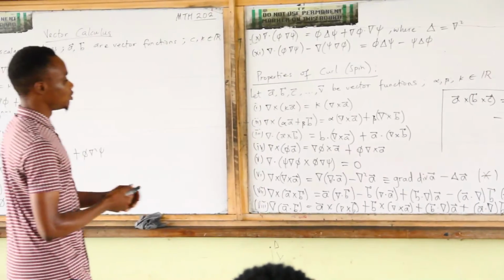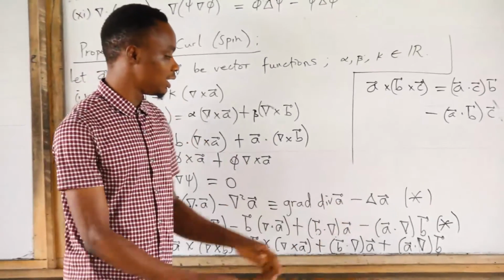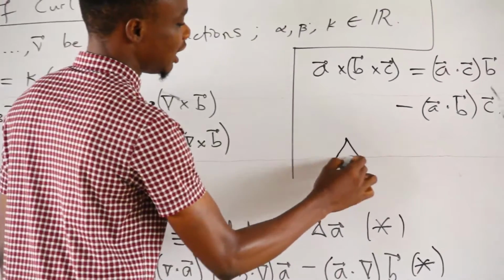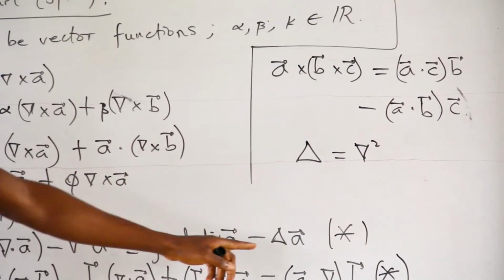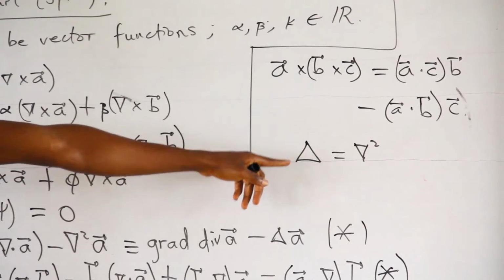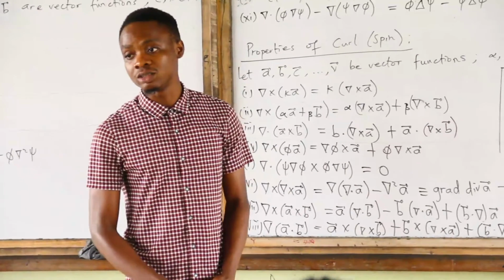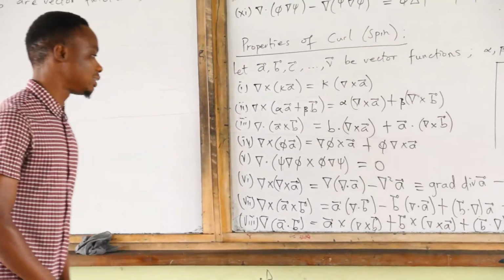Yeah, so I think you understand this already. I told you yesterday that you can use delta to represent the Laplacian, nabla squared. So anytime you see this delta, it simply means nabla squared, the Laplacian operator. Is it very clear? Right, so that is that about that.